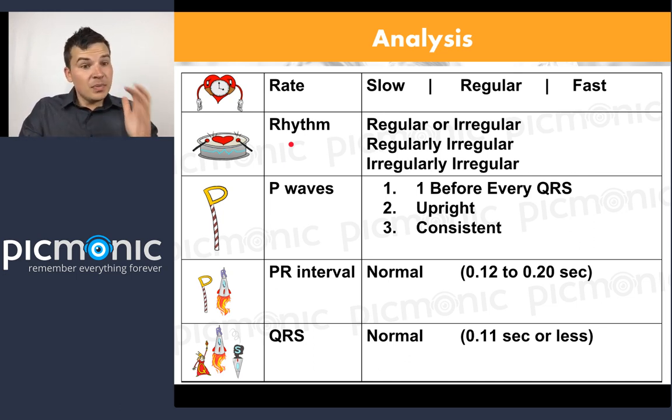After that, we're going to look at the P waves, and we're going to ask 3 questions. Is there one before every single QRS? Are they upright? Are they consistent? Upright, rounded, and consistent. Then we're going to look at that PR interval, making sure that it's less than 0.2 seconds for what? Heart block, yes.